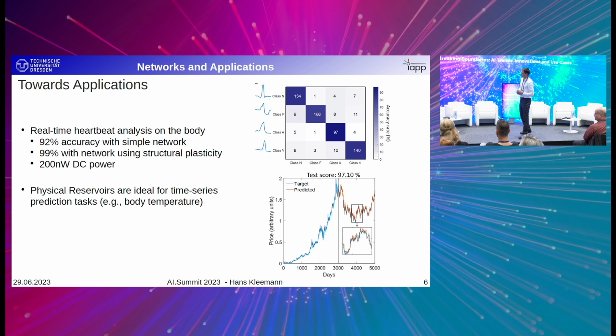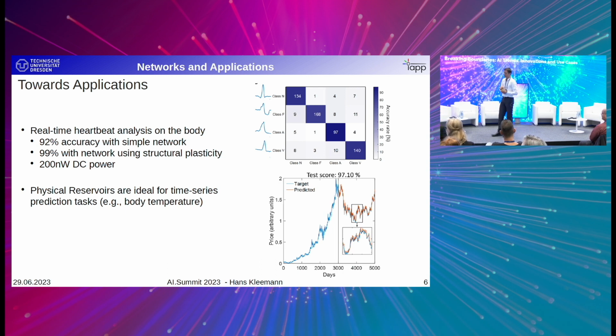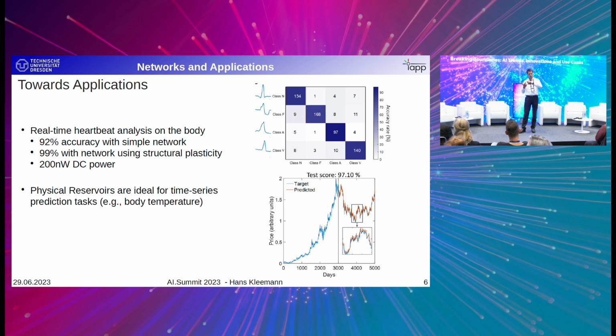And just to give you a few examples that we have shown in the last few years, this is a classification task of heartbeats. You really put this on your finger. You can recognize your heartbeat. And the most simple system, just randomly grown, gives you like 92% recognition accuracy. If we implement structural plasticity, meaning we are modifying the system a little, then we can go up to 99% with just the simple piece of polymer.